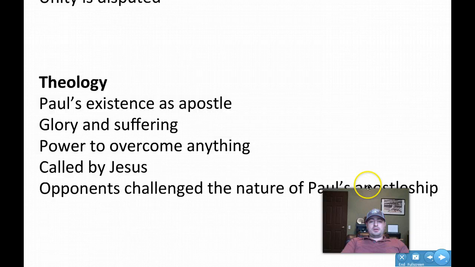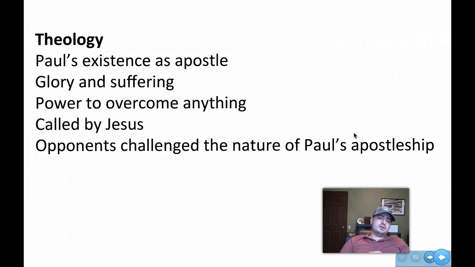Okay, theology. There's some very common theology in 2 Corinthians, and I'm not sure that there's anything unique in it. You know, I'm a 1 Corinthians guy, so 2 Corinthians is a footnote. But Paul's theology is Paul's existence as an apostle, and this covers everything here.